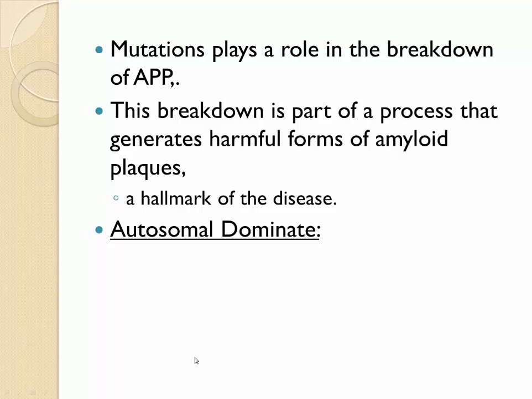So why is this important? Because the mutations play a role in the breakdown of the APP. And it's within this breakdown process that there is the generation of the amyloid plaques. And amyloid plaques, as we've heard, within much of what we've learned about Alzheimer's, are what they see on autopsy in the brains of those who have had Alzheimer's at the time of death.